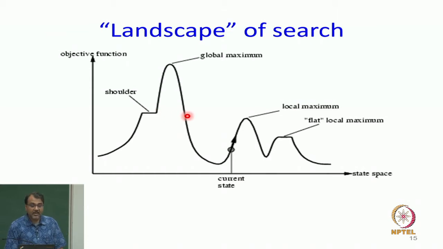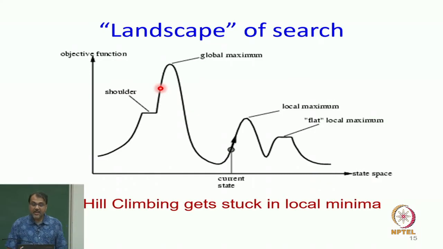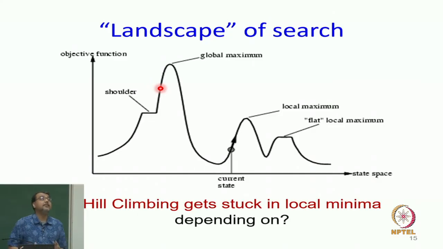On the other hand, if I start on this position or this position, then I will reach the global maximum. So as we said, hill climbing gets stuck in local optima, and it gets stuck in local optima depending upon where I start.